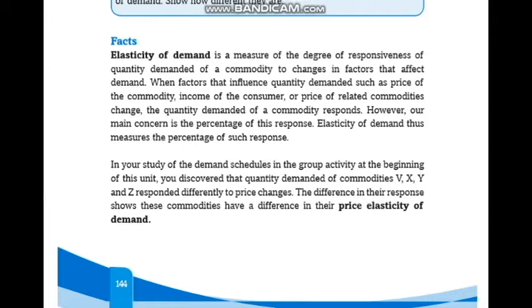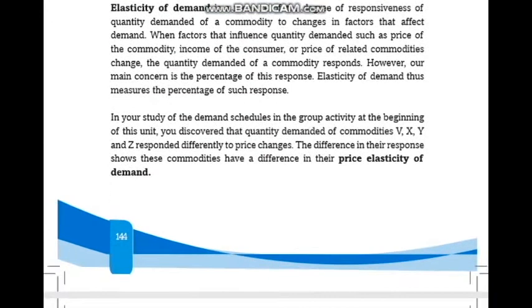Quantity demanded, ingano y'ibikenewe ku isoko ariko mu guhinduka kwa factors that affect demand. So when factors that influence quantity demanded, such as price of commodity, income of the consumer, or price of related commodities change, the quantity demanded of the commodity responds.